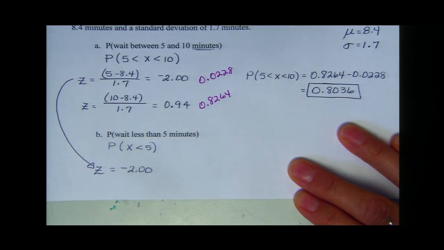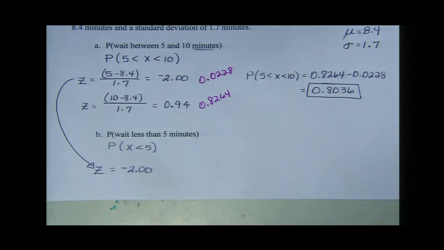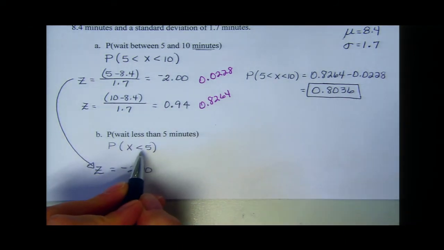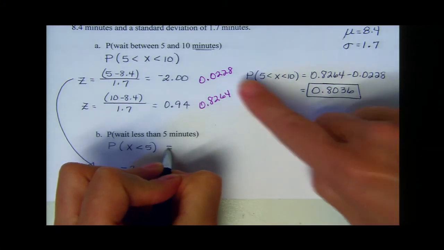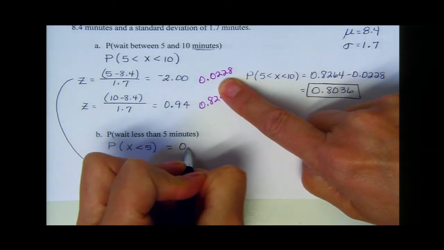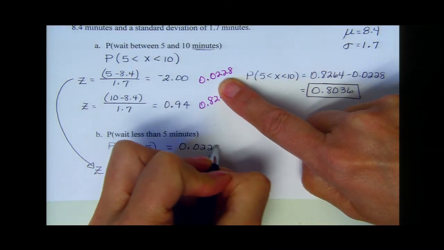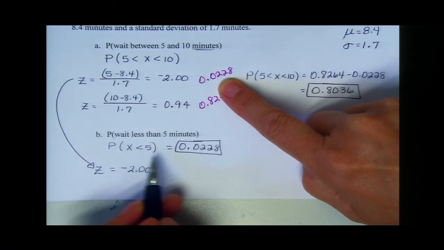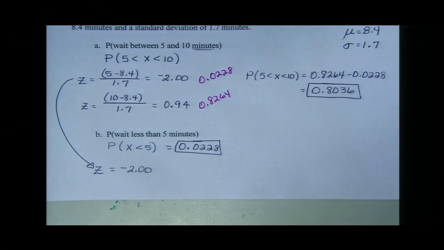So now I just need to address how to use the table. And since this is a less than, it tells me just use the number from the table, which we already found here. So it's 0.0228. Had this been a greater than, then we would have done 1 minus 0.0228.